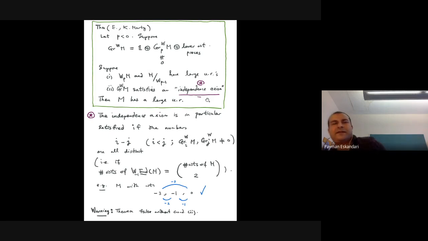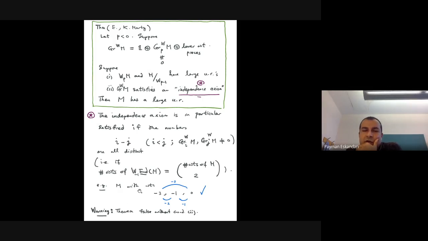So let me just give a condition where the axiom is guaranteed to hold. This independence axiom is guaranteed to hold. Suppose you have a motive. By weights of a motive, I mean places where there's a jump in the weight filtration, so weights where the associated graded is non-zero.